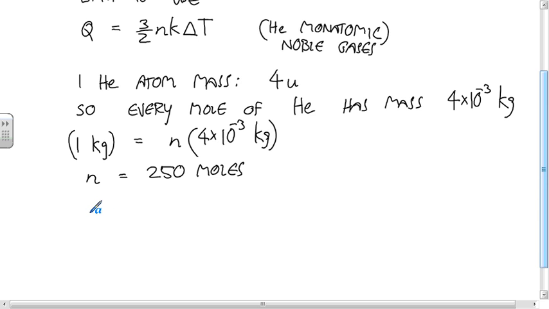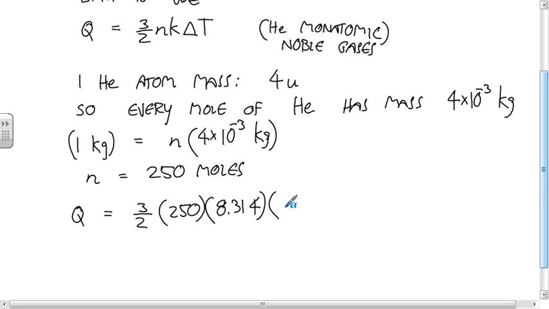And so now the heat you have to add to that gas is equal to 3/2 times the number of moles times 8.314 times +1, the increase in temperature, and you get a value of 3,117.75 joules.